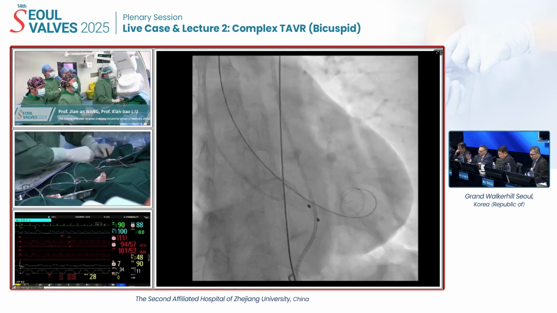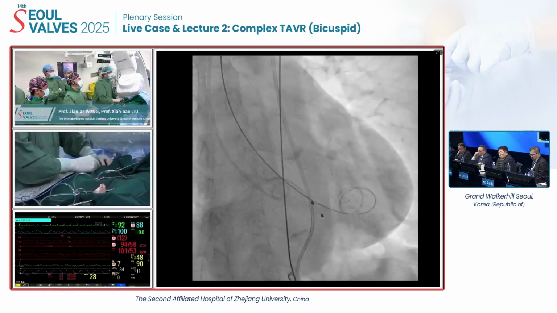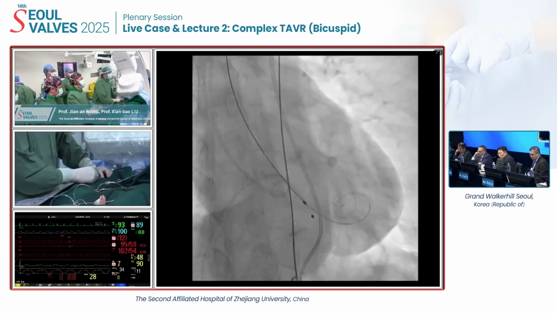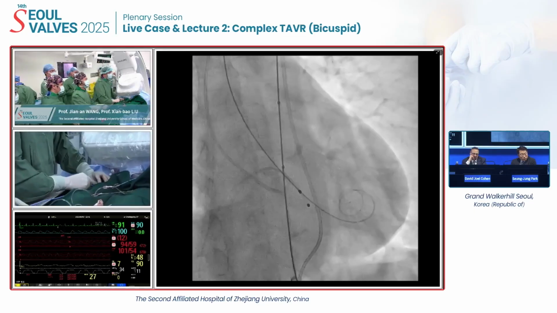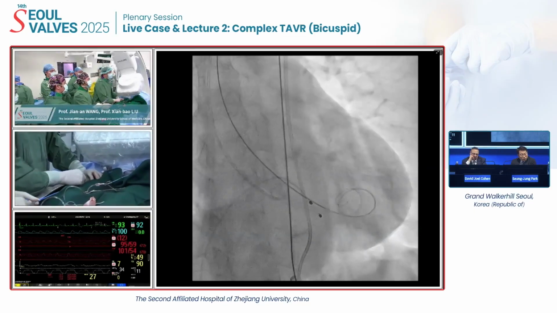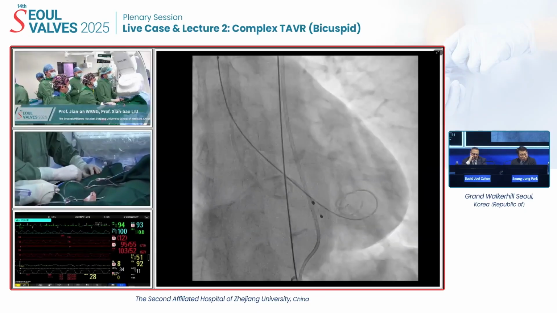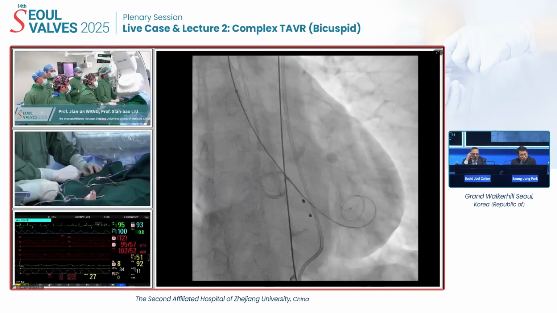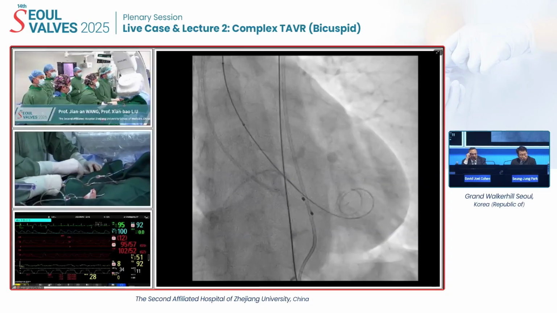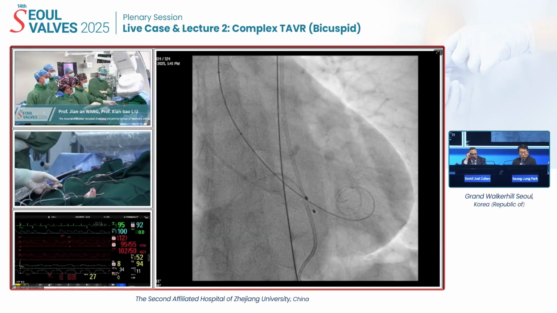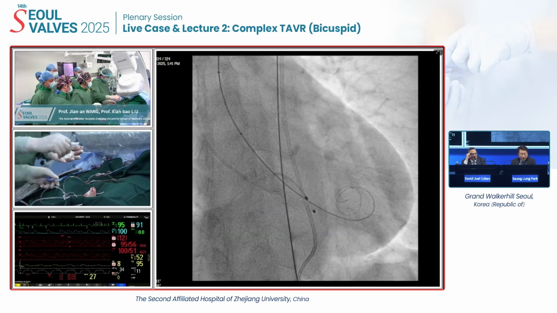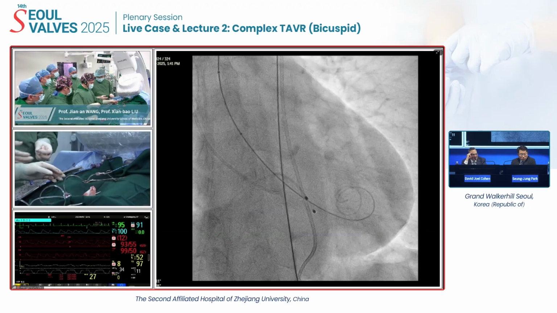Tell us what you're going to do. From your comments, you will do pre-dilatation, but you will select a reasonable size, not too big, because you are concerned about the regurgitation after dilatation. That's my feeling. But we don't treat as many bicuspids as you do, so I really do want to see how you do it, rather than how I do it.